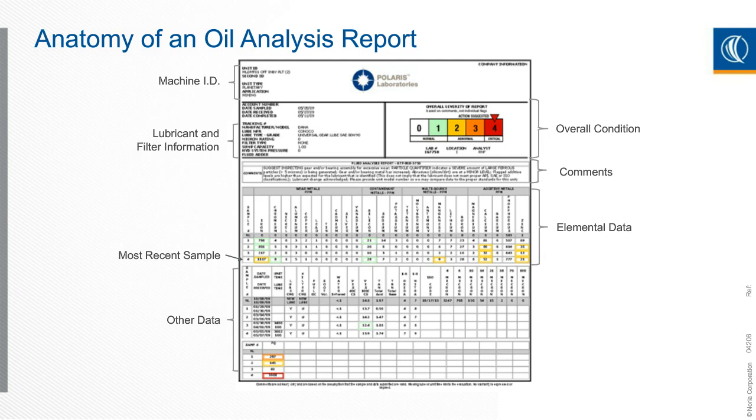And then there may be an area that shows the overall condition. It gives you the quick information about what the laboratory saw in your results and if you need to take action immediately. In this case, the 4 that's red means that there's something that needs to be looked at immediately, and it's a severe condition. There's usually a section there that has some comments that the laboratory has written up based on their results.